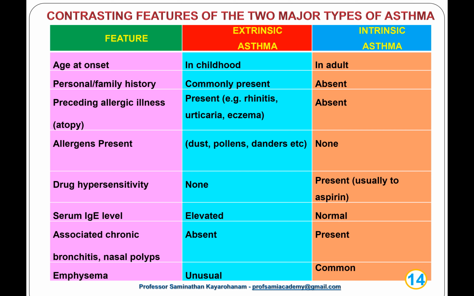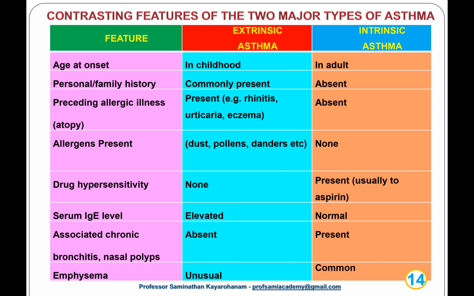In intrinsic asthma, none. 5. Drug hypersensitivity: none in extrinsic asthma, present, usually to aspirin, in intrinsic asthma. 6. Serum IgE level: elevated in extrinsic asthma, normal in intrinsic asthma. 7. Associated chronic bronchitis and nasal polyps: absent in extrinsic asthma, present in intrinsic asthma. 8.